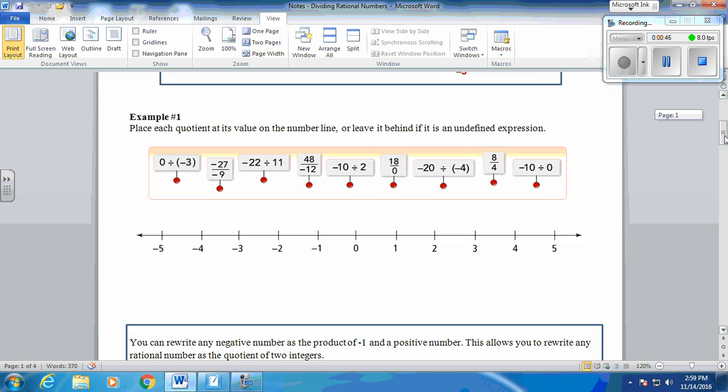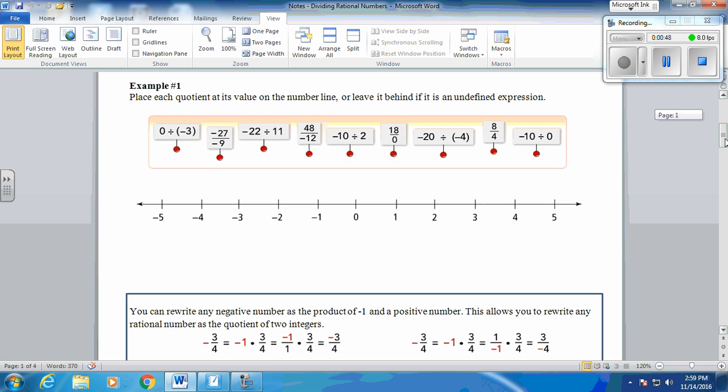Example number 1 is asking us to place each quotient at its value on the number line, or leave it behind if it is an undefined expression. We will talk about what undefined expression means. So if we go through and look here, we've got 0 divided by negative 3. 0 divided by negative 3 would give me 0, so I'm going to put that on the spot right here.